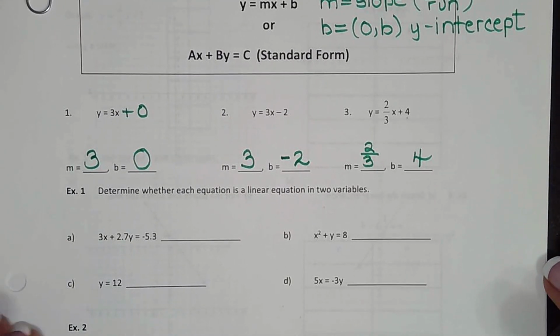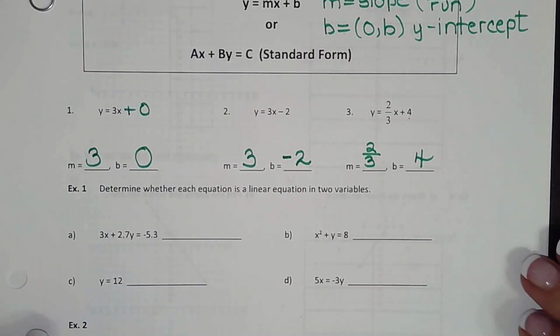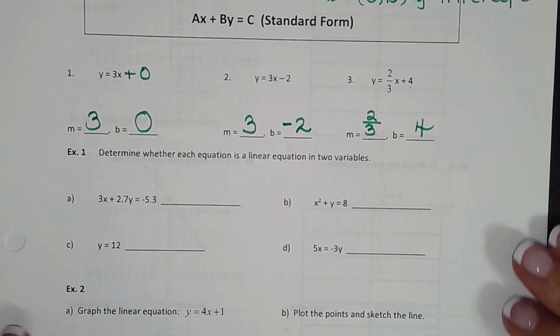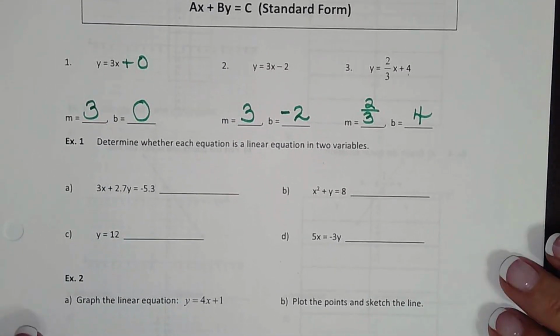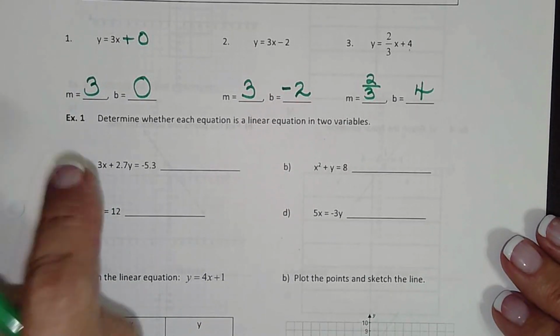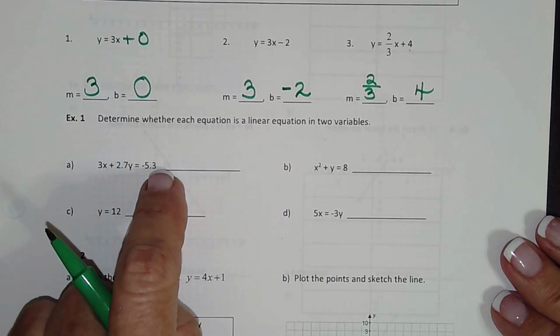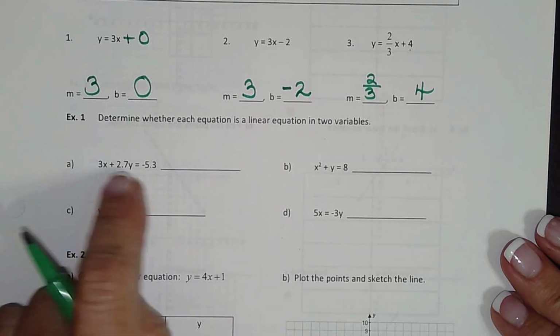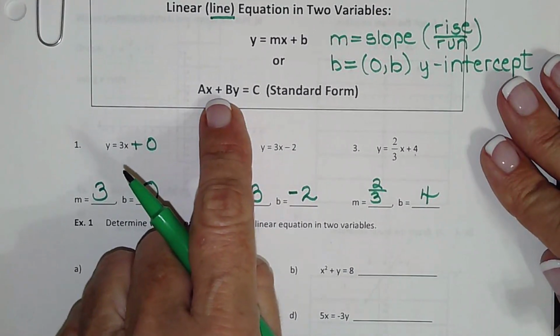So we know how to identify m and b. Now we're going to look and see which of these equations could be written as y equals mx plus b. So this one, I could bring the x over, right? And then divide everything by 2/7. So this one can be written as y equals mx plus b, and this is the standard form.